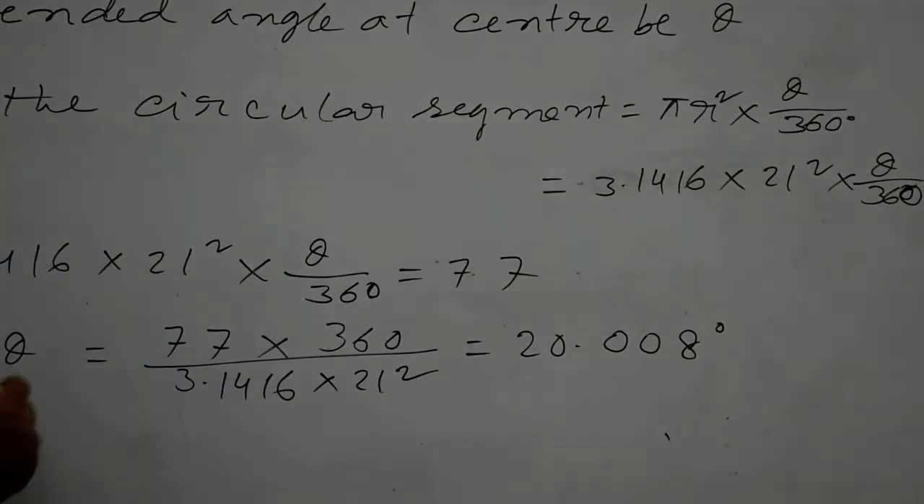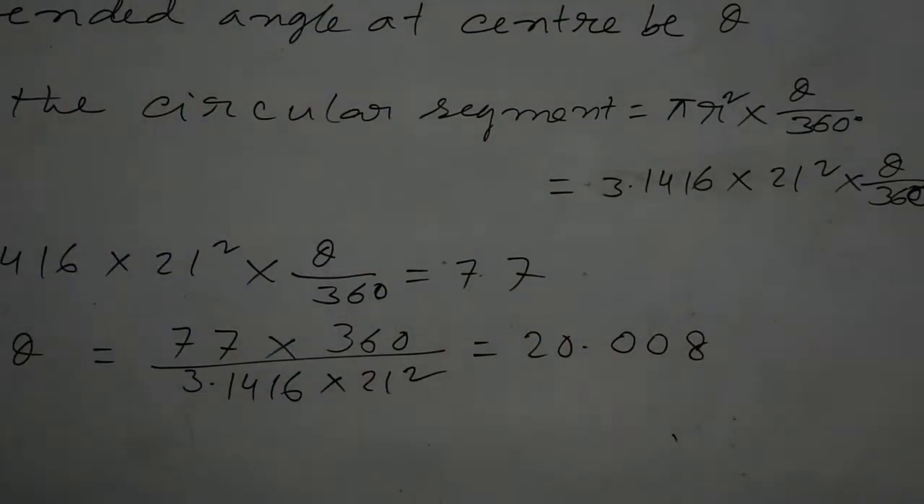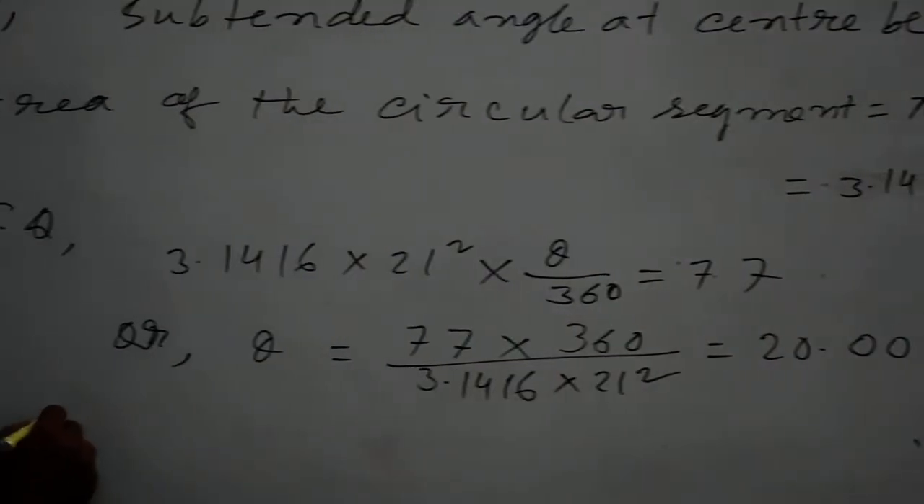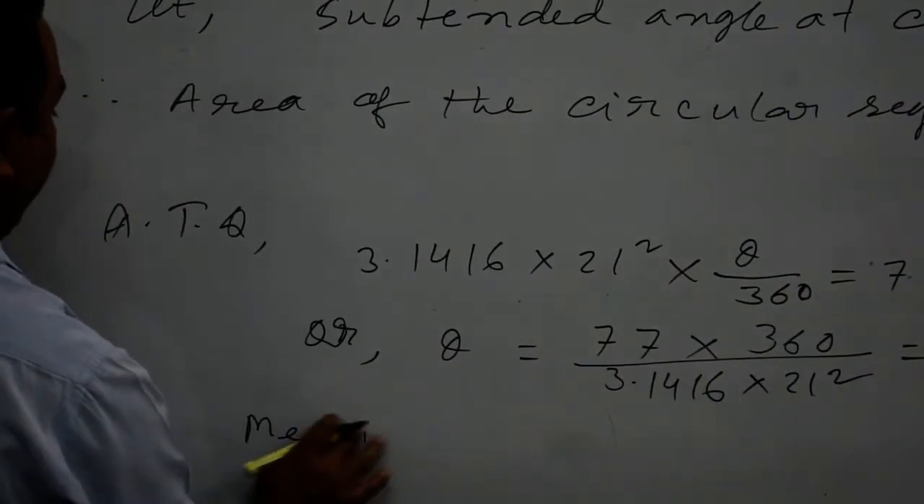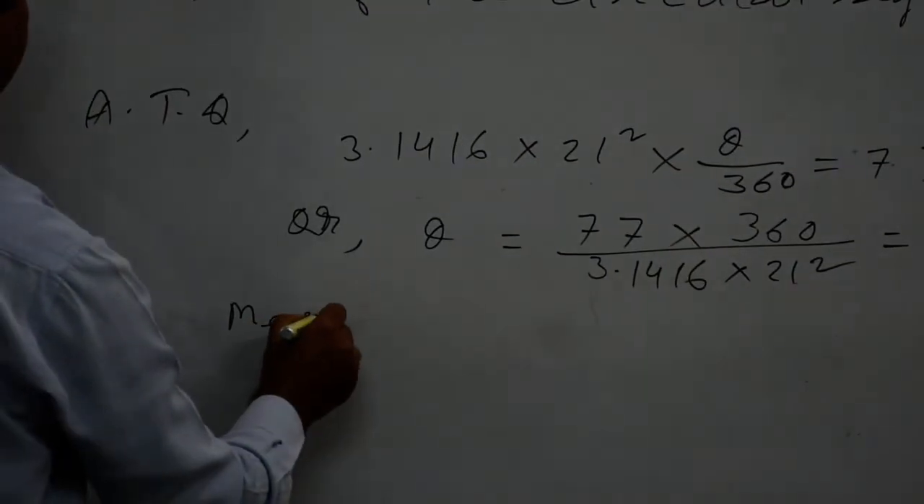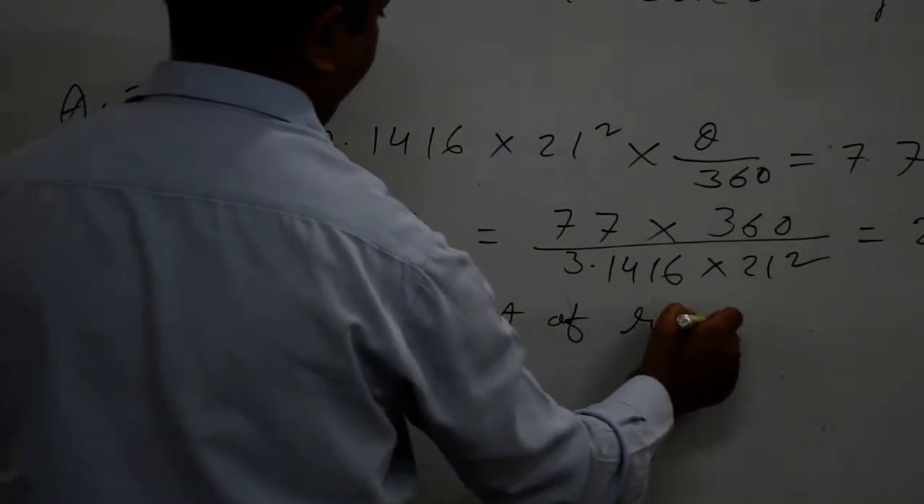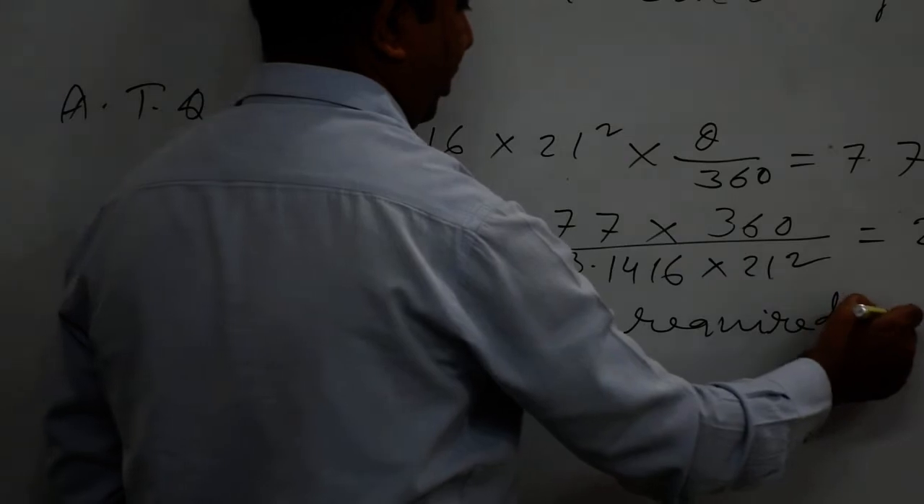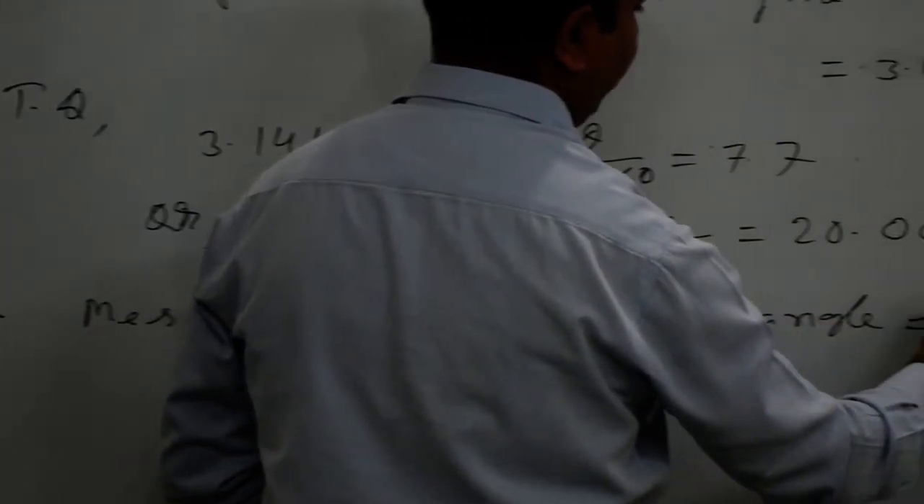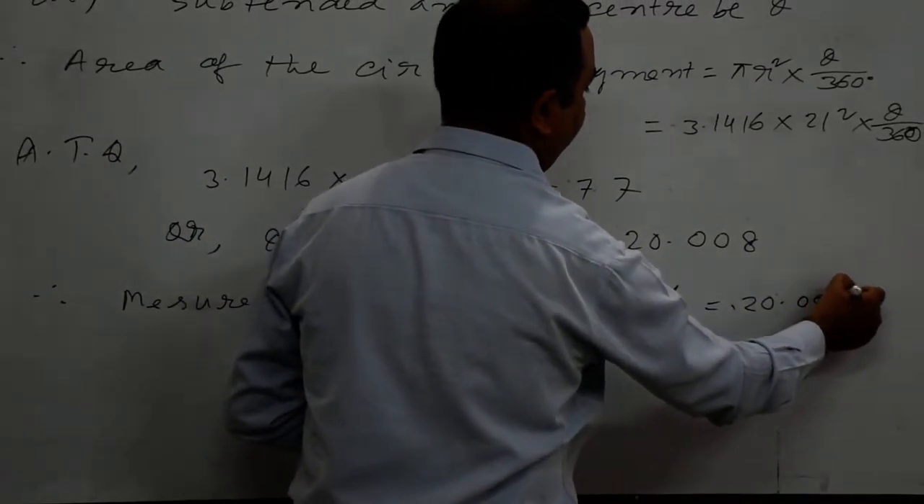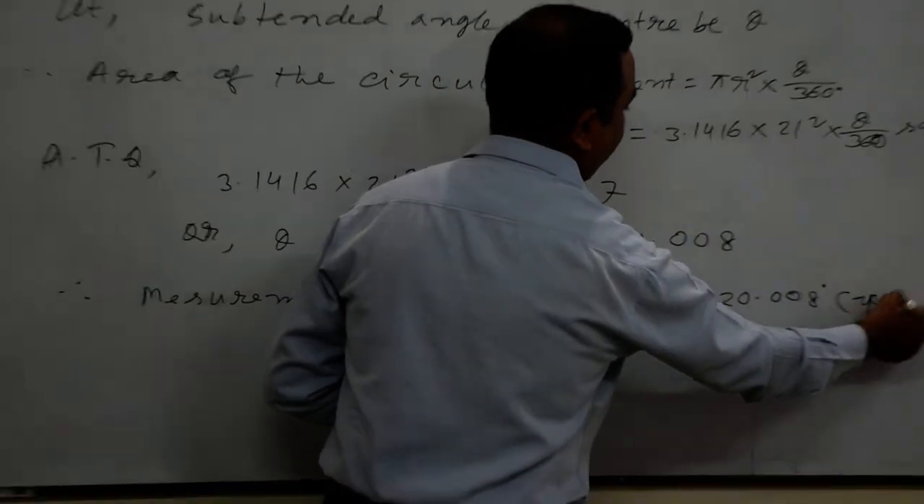20.008 degree. So the measure of the required angle, measurement of required angle, equal to 20.008 degree approximately. That is the answer.